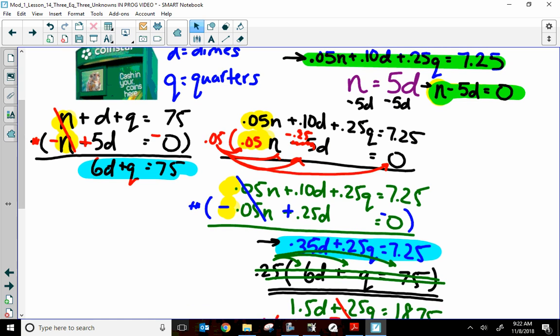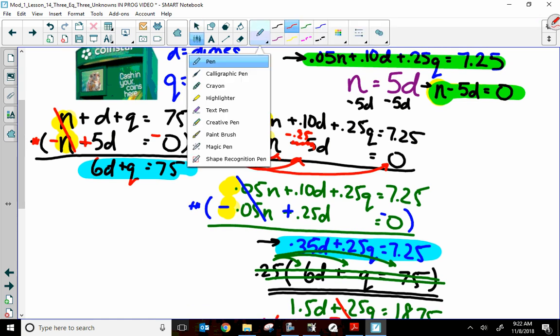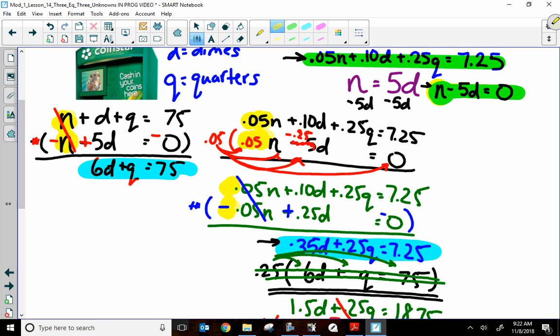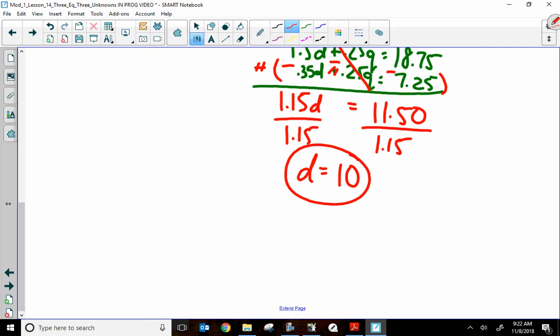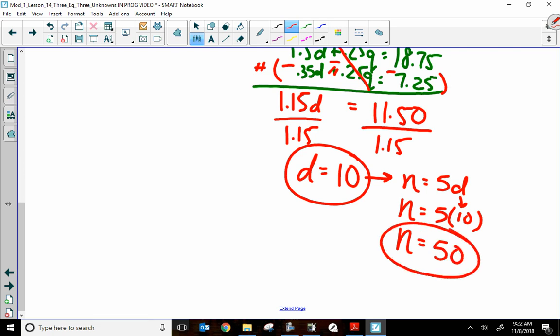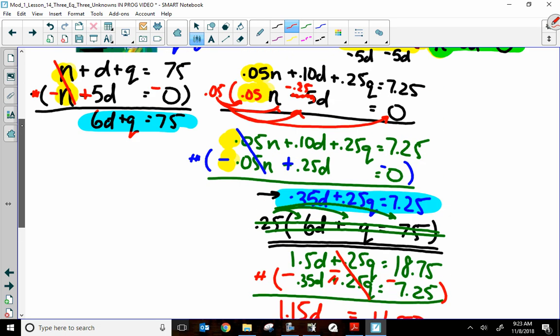But what I'm going to do next, just like the previous problem, is life is a lot easier now. If I know my D value, I'm just going to use this equation, N equals 5D, to find my nickels. So N equals 5 times D. Well, N equals 5 times 10, because that's dimes. My nickels, 50.